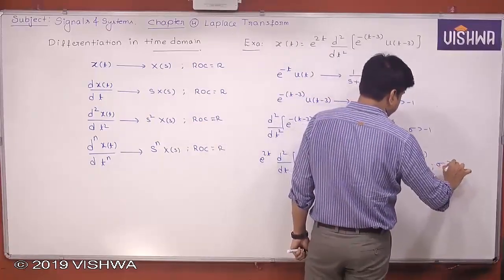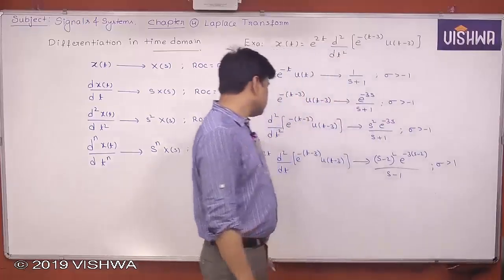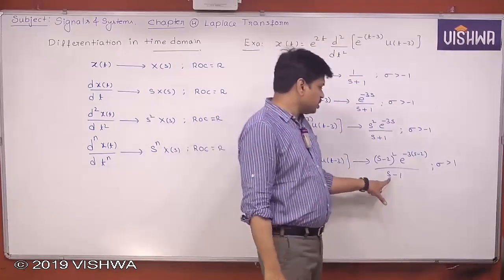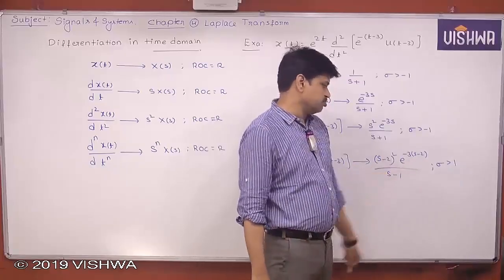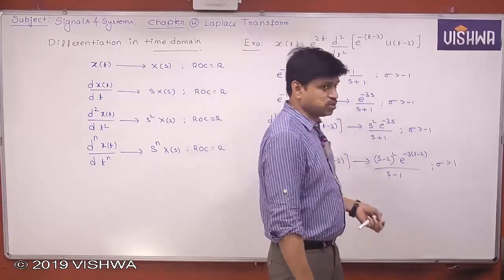Sigma greater than 1. Why it is sigma greater than 1? See, the pole has changed here. S is equal to 1 and it is a right side signal, so sigma greater than 1. So this is the way we can do it. Take it.